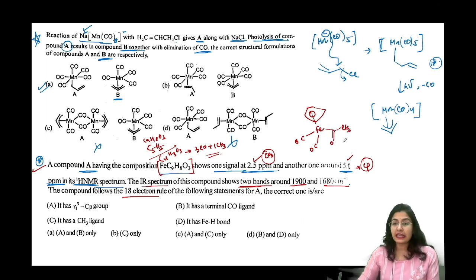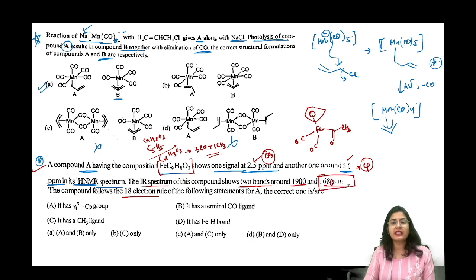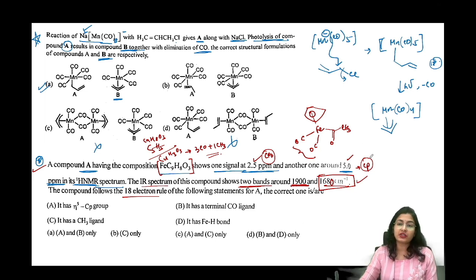If that is the case, we must see that this carbonyl frequency should be coming under the ketone frequency, isn't it? So absolutely you have it. Look, this ketone frequency is 1680, metal bound ketone, so it is absolutely 1680, and 1900 is for the terminal two carbonyls. Alright, so the IR frequency confirms this is the correct structure.